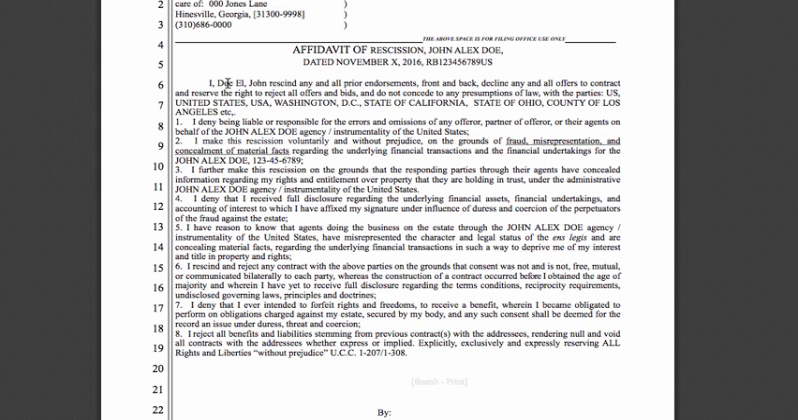I deny that I ever intended to forfeit rights and freedoms to receive a benefit wherein I became obligated to perform on obligations charged against my estate secured by my body, and any such consent shall be deemed for the record an issue under duress, threat, and coercion. I reject all benefits and liabilities stemming from previous contracts with the addressees, rendering null and void all contracts with the addressees, whether express or implied, explicitly, exclusively, and expressly reserving all rights and liberties without prejudice.